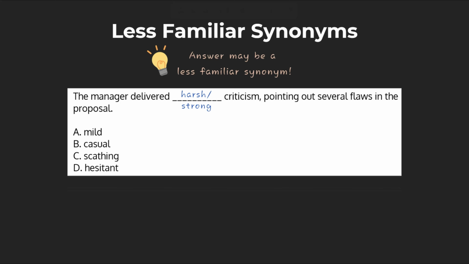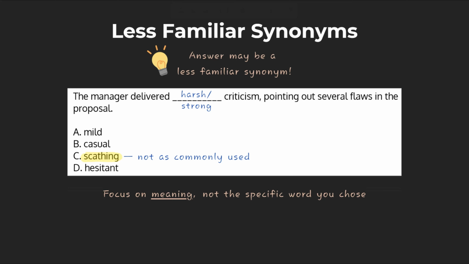If you're only looking for that exact word, however, none of the choices may jump out at you right away. But scathing creates the same meaning as harsh criticism, even though it's not as commonly used. This is why it's important to focus on meaning, not on whether the word is the one you personally would have chosen. Our placeholder words are meant to be just that, placeholders, until we can land on our final answer.